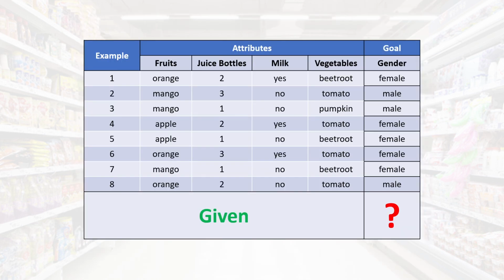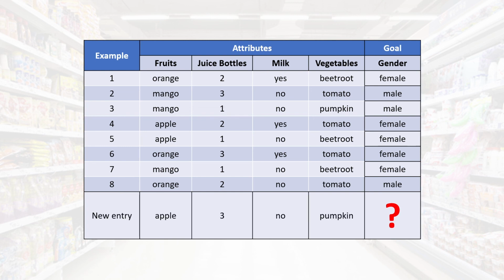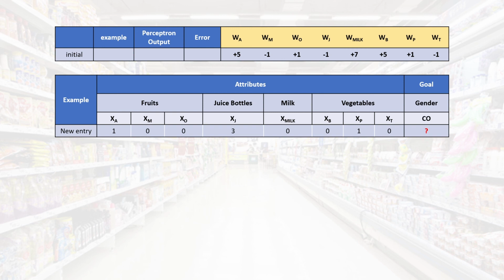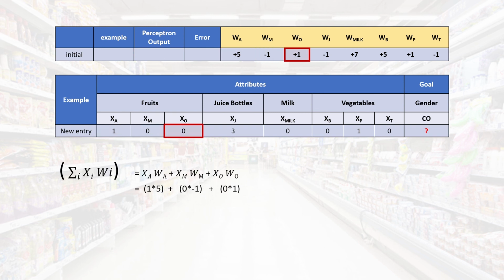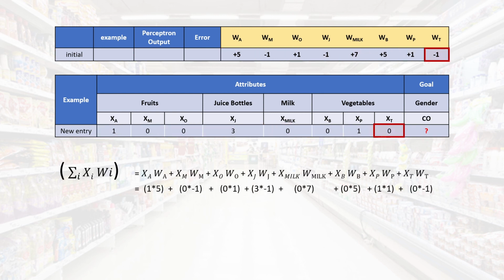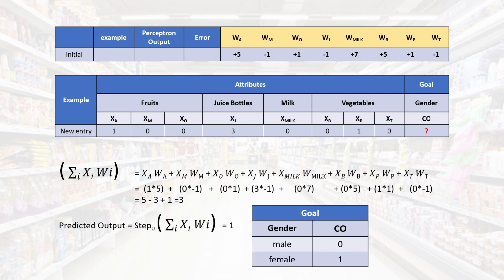Remember, our goal was to predict the gender of a new buyer. Let's say the person buys an apple, 3 juice bottles and a pumpkin. How can we predict the gender? We repeat the same steps using our learned weights and calculate the predicted output. Here we got 1. Based on our scheme, 1 represents a female buyer. Cool! This is the power of a single neuron. It is able to find a pattern in a given data and can be used to solve binary classification of any linearly separable data.